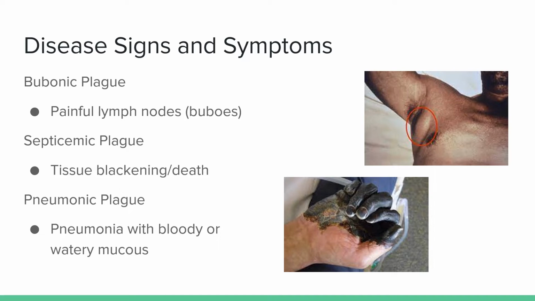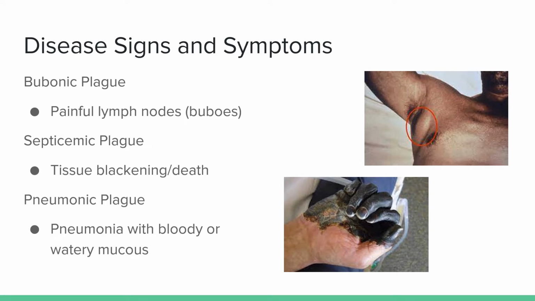The bubonic plague shows painful lymph nodes, also known as buboes, that can form at the site of infection. These are large, spherical-shaped abscesses that can be filled with pus and can form anywhere on the surface of the skin.